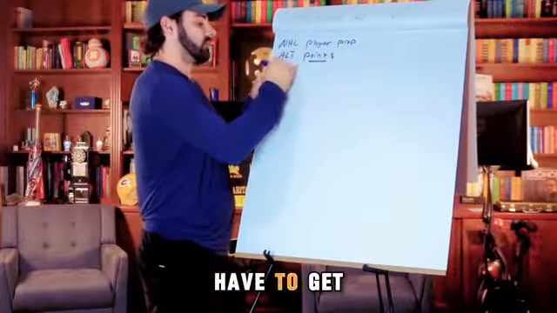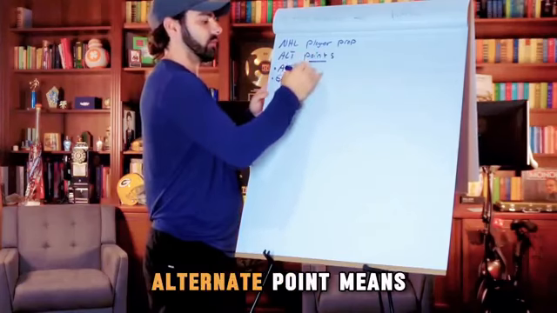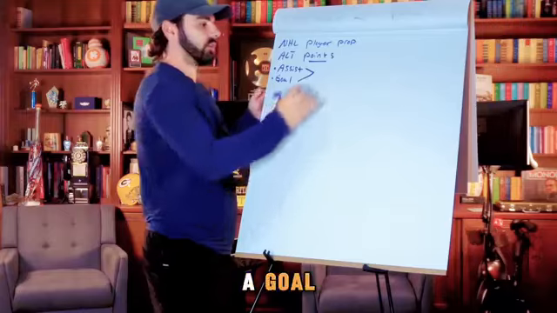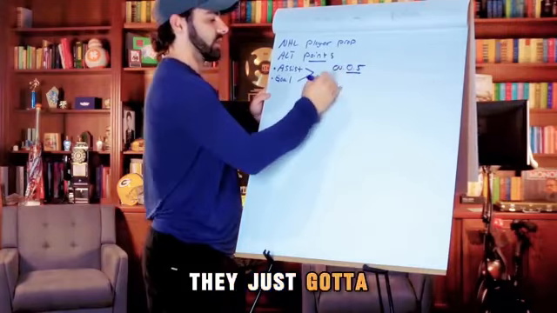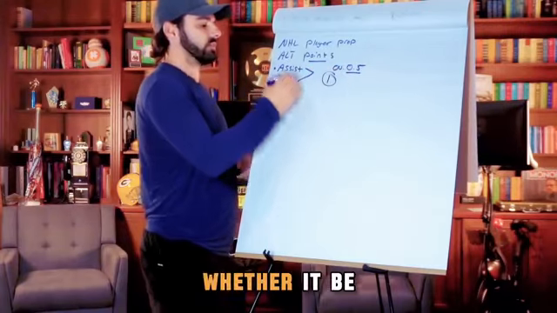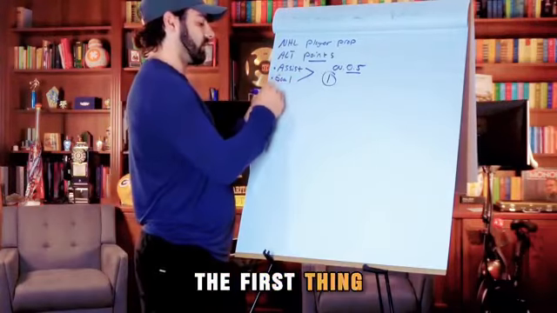So what does that mean? That means that they have to get an assist or a goal, okay? So an alternate point means they got to get an assist or a goal, and we're looking at the over 0.5. So it means they just got to get one, all right? They get one, whether it be an assist or a goal, you end up winning that play. Now let's go ahead and get to the first thing that you're going to look for.